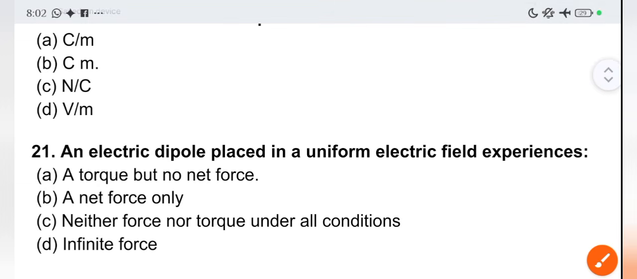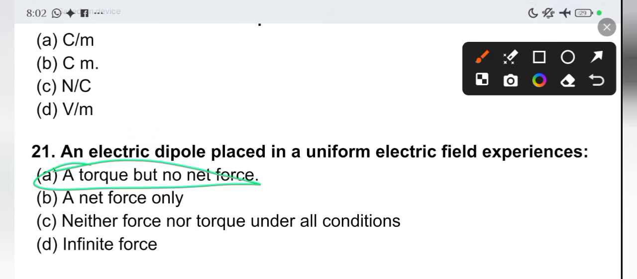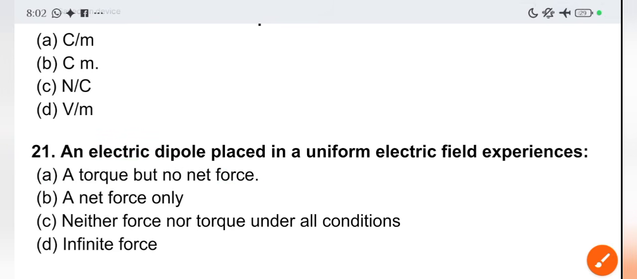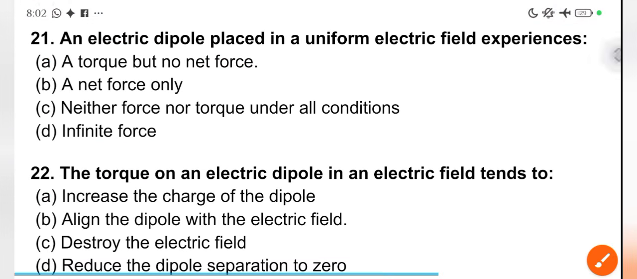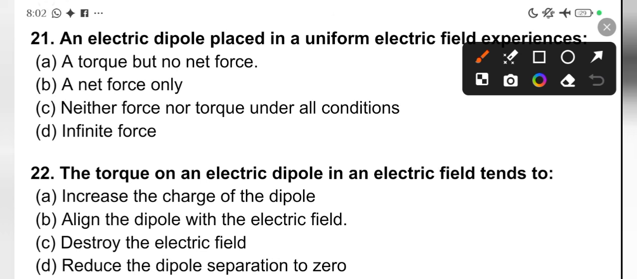An electric dipole placed in a uniform electric field experiences a torque but no net force. The torque on an electric dipole in an electric field tends to align the dipole with the electric field.